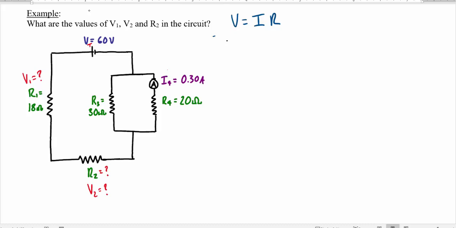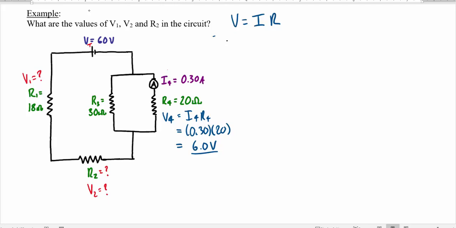So like, for example, I know here the current and the resistance of this pathway. So I'm going to use that to find V4. So V4 would just be I4 R4. So what is it? 0.3 amps times 20 ohms. So this is going to be 6 volts. Okay, awesome. But how does that even help me? The voltage across this one resistor here is 6 volts.